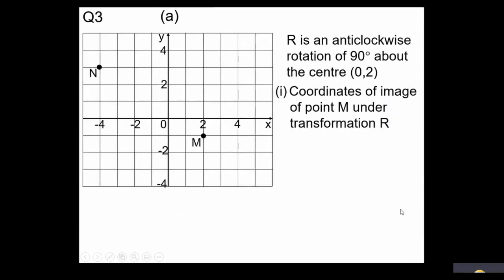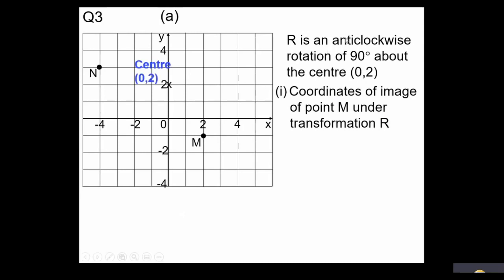Question number 3. We have R is an anti-clockwise rotation of 90 degrees. Just now in question 1 and question 2, they gave you translation, right? But here they give you rotation. We first identify the point. We plot the point (0, 2). Where is it? (0, 2) is here. This one, the center.